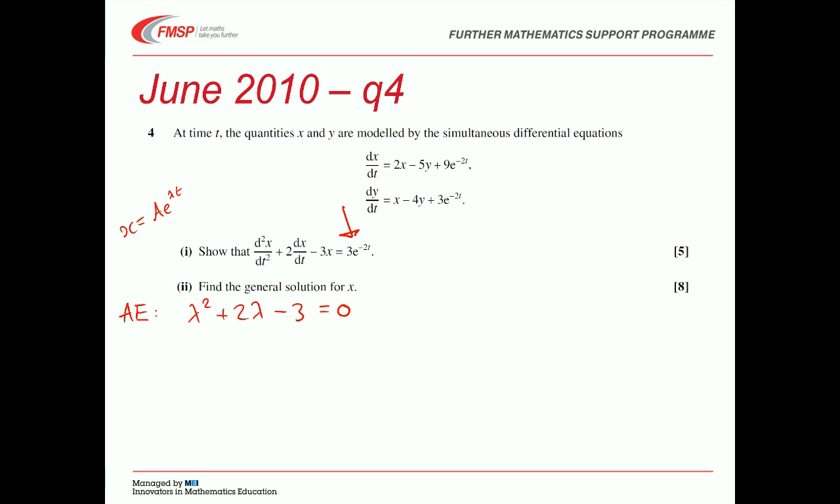Solving this equation is pretty straightforward. I think it factorizes neatly here. Lambda lambda. Don't be afraid to complete the square if you can't factorize straight away, but I think this does factorize. I need a 3 and a 1, and I think I'm going to need a plus 3 and a minus 1. So lambda is 1 or minus 3, leading to a complementary function, which is the solution to the homogeneous case of x equals some constant e to the t plus some other constant e to the minus 3t. That is my complementary function.